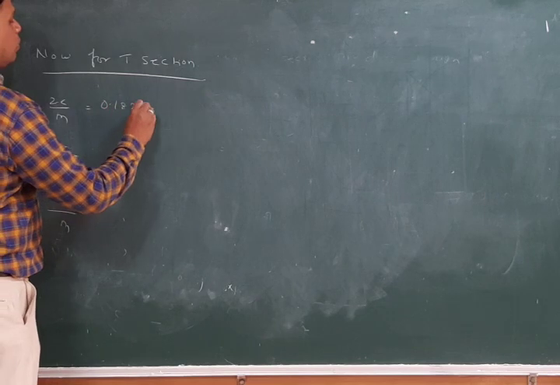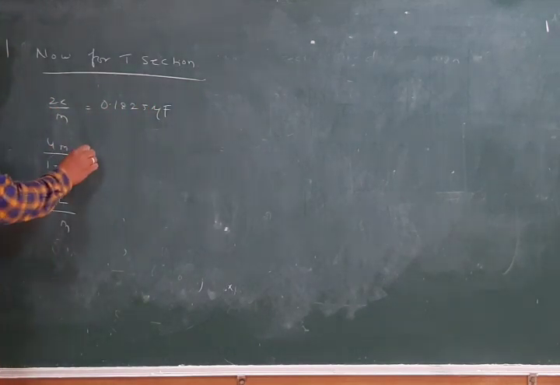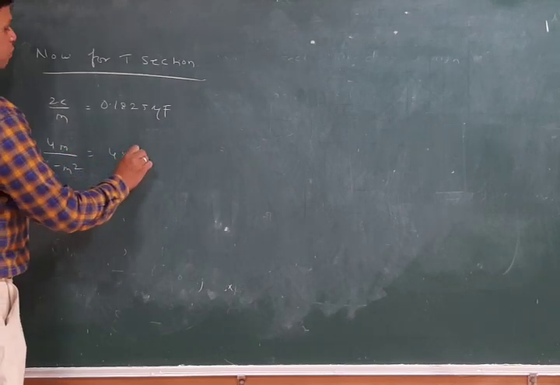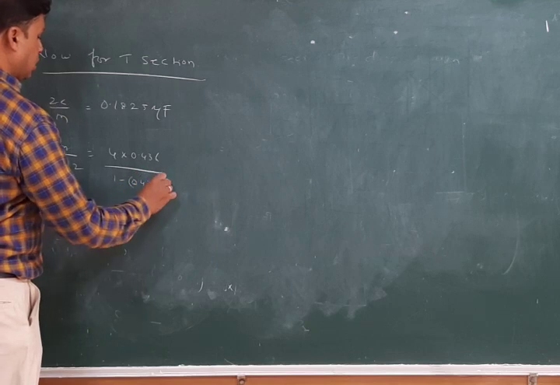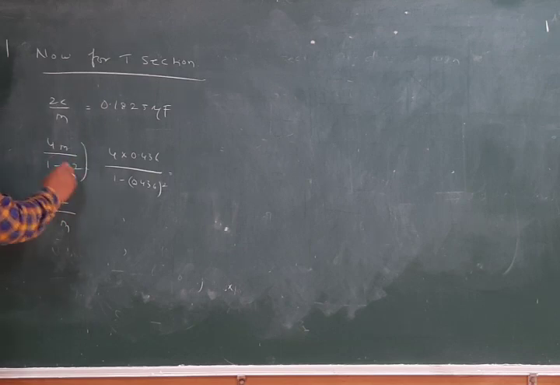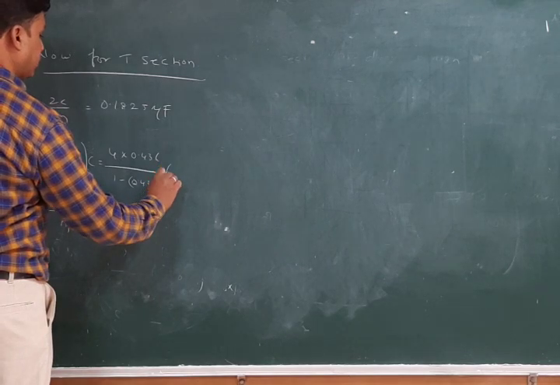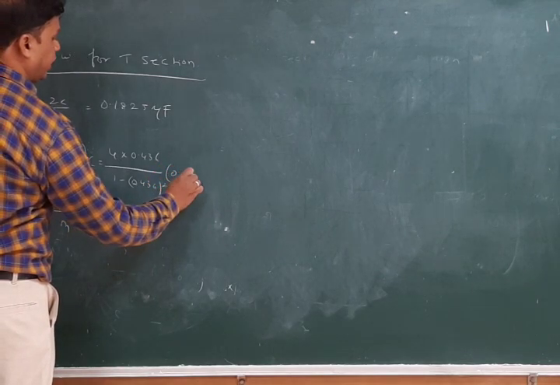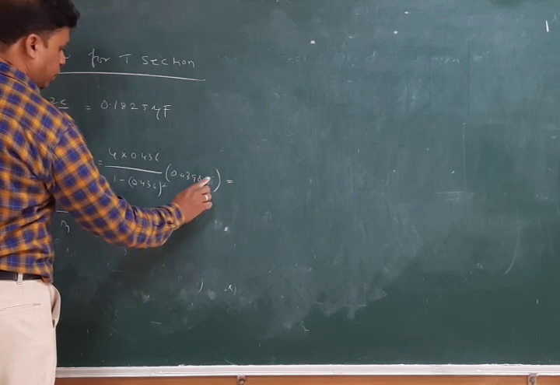0.1825 microfarad. Already we have done this one. And 4m by 1 minus m square, this 4m by 1 minus m square into C, with m equal to 0.436, this value is also there, and that value is 0.0857 microfarad. 0.0857 microfarad into C is here 0.0398 microfarad.